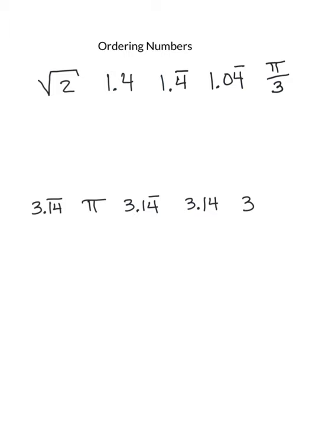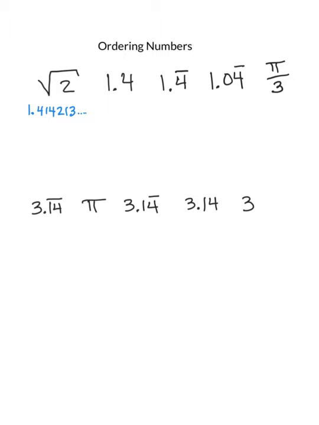Next, we are going to order some numbers. So here we have a list of numbers: square root of 2, 1.4, 1.4 repeated, 1.04 repeated, and then pi over 3. What we want to do is put all of these numbers in decimal form. So if we do the square root of 2, we're going to write down not all of the decimal points, but just some of them. Square root of 2, if you put it in your calculator, we have 1.414213, and it keeps on going.